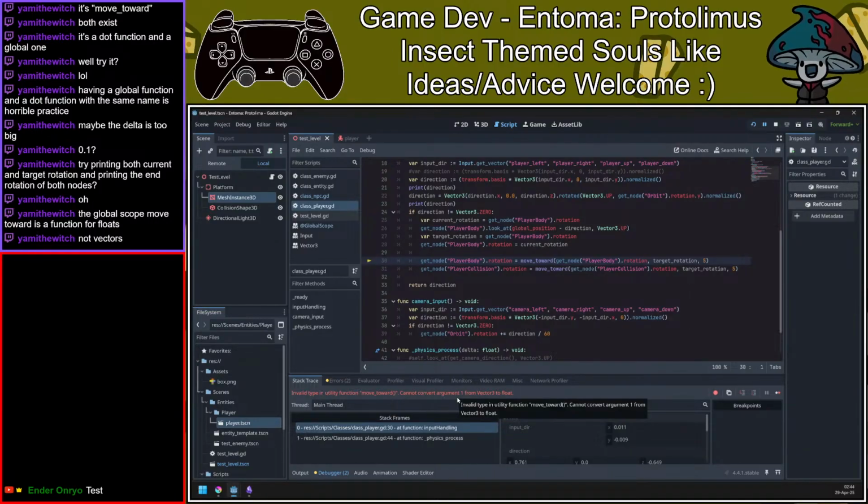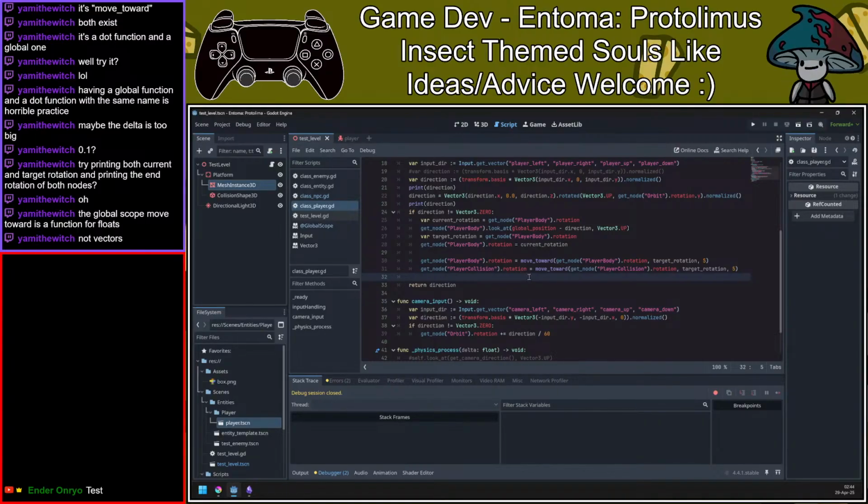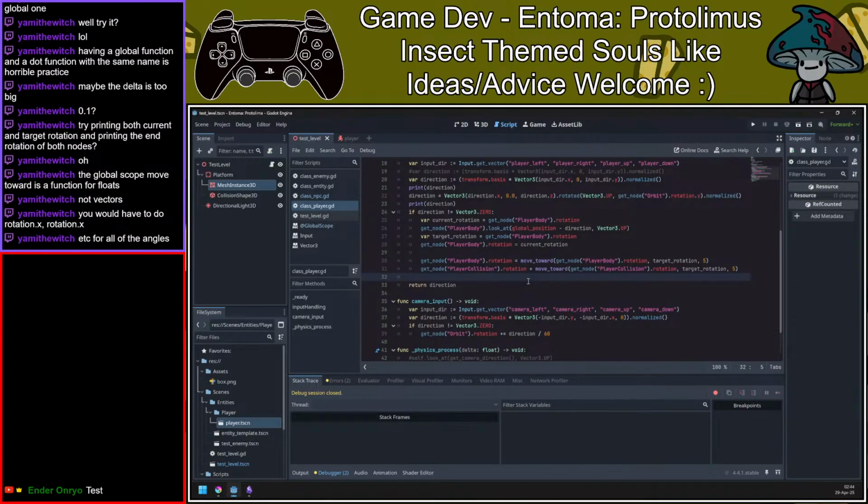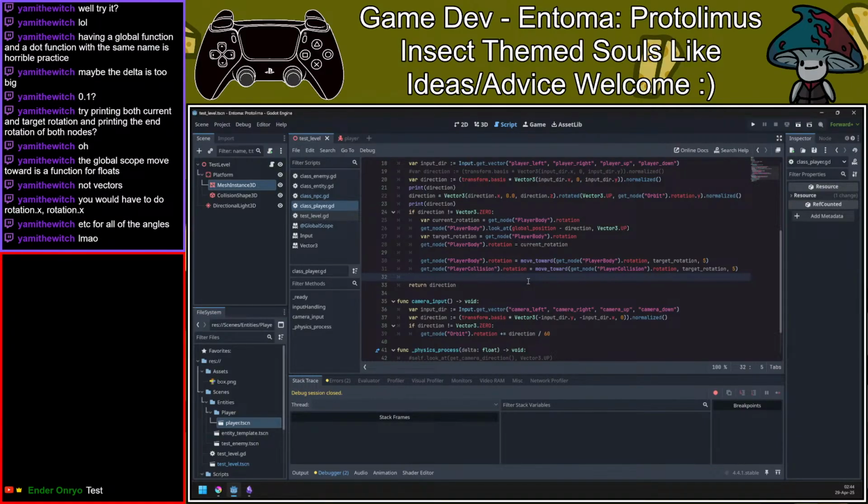Cannot convert argument 1 from Vector3 to float. A vector is just... But a vector is just a bunch of floats. Just let it work implicitly.